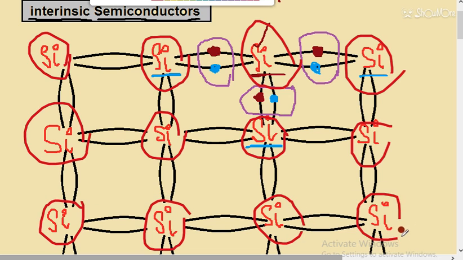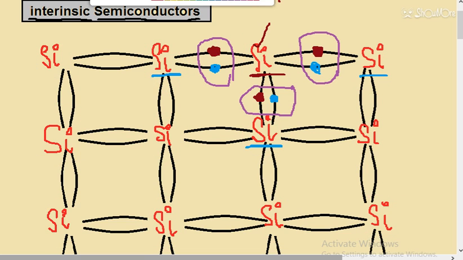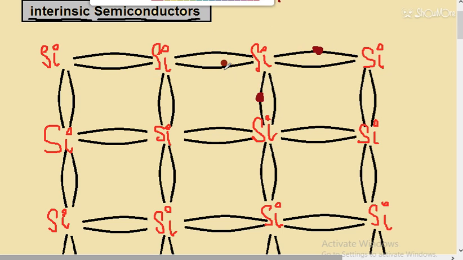Okay, so I hope this diagram is clear to you. And now see how the bonds will be formed. Now see, red marker. So this is the electron from this silicon atom, this is the electron number 2, this is the electron number 3, this is the electron number 4.